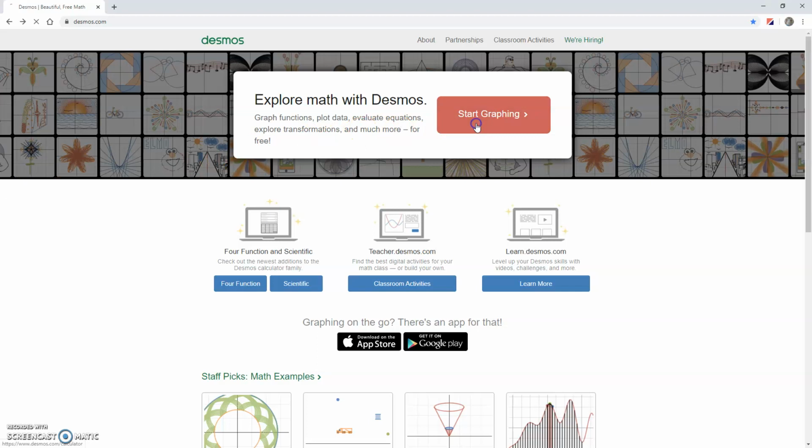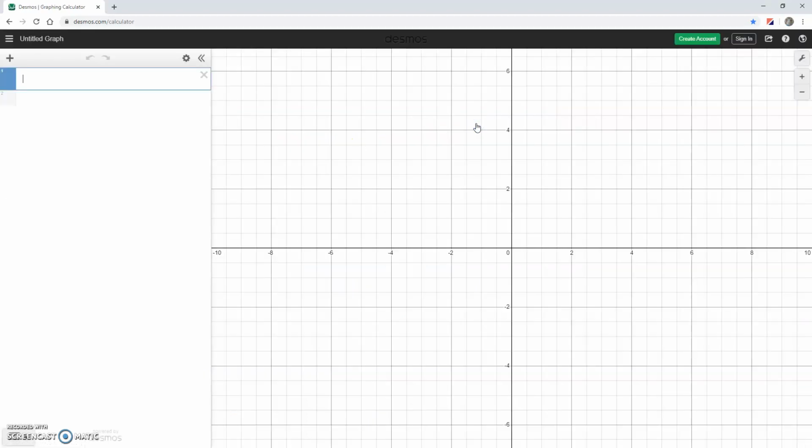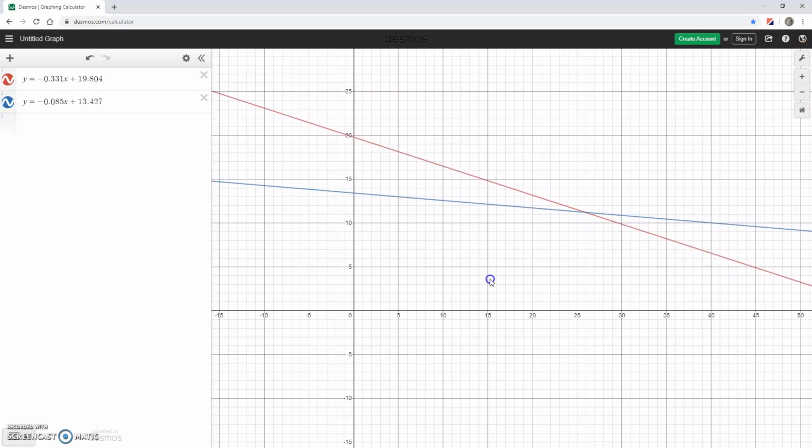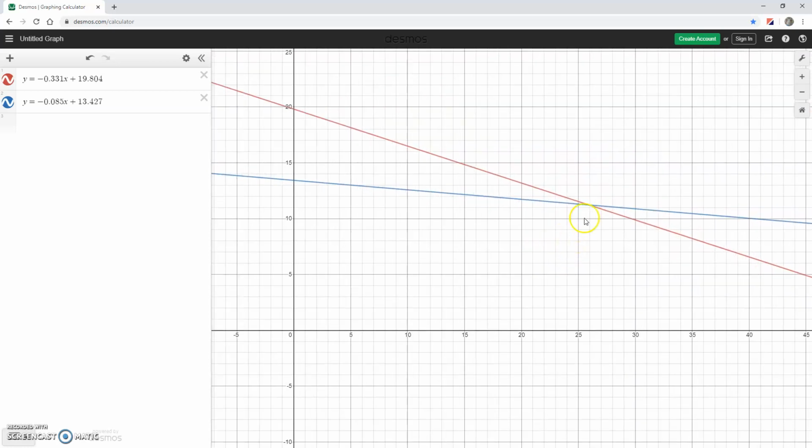Switching over to Desmos, we can start graphing and simply enter the two equations that we're given. To enter the second equation, we'll click to open a new cell. And initially we don't see anything because our viewing window isn't set right. So using the plus and minus buttons, the wrench icon, or if your mouse has a scrolling feature, we can zoom in or out one way or another to find where those lines are intersecting with one another.